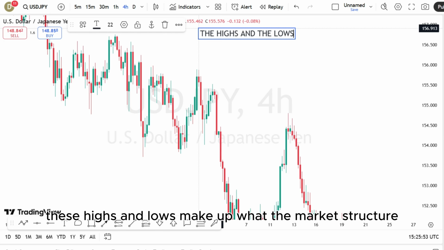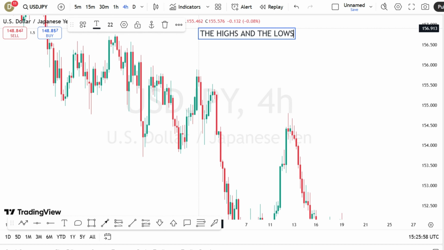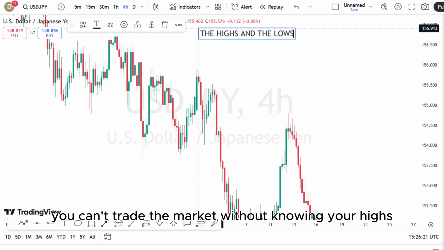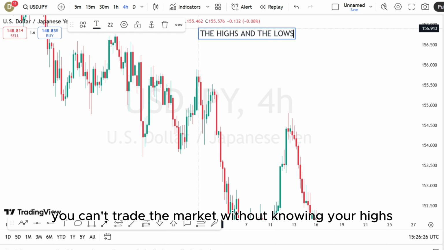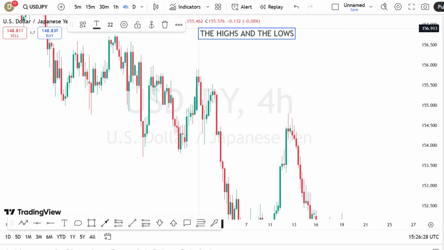These highs and lows make up what? The market structure, whether bullish trend, bearish trend, or consolidation. You can't trade the market without knowing your highs and your lows. Keep note of that.